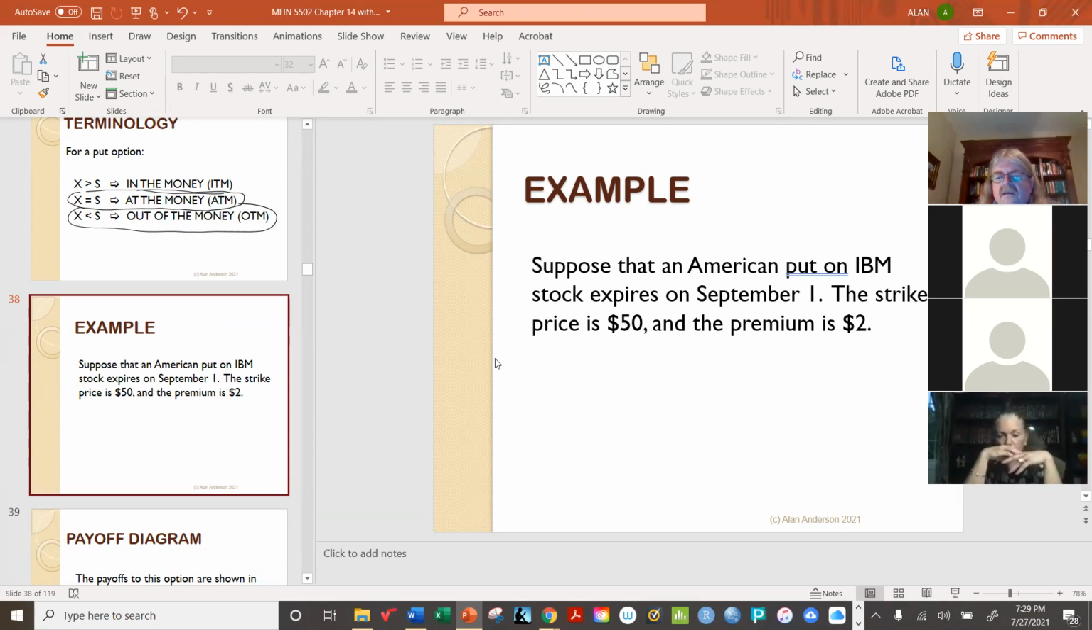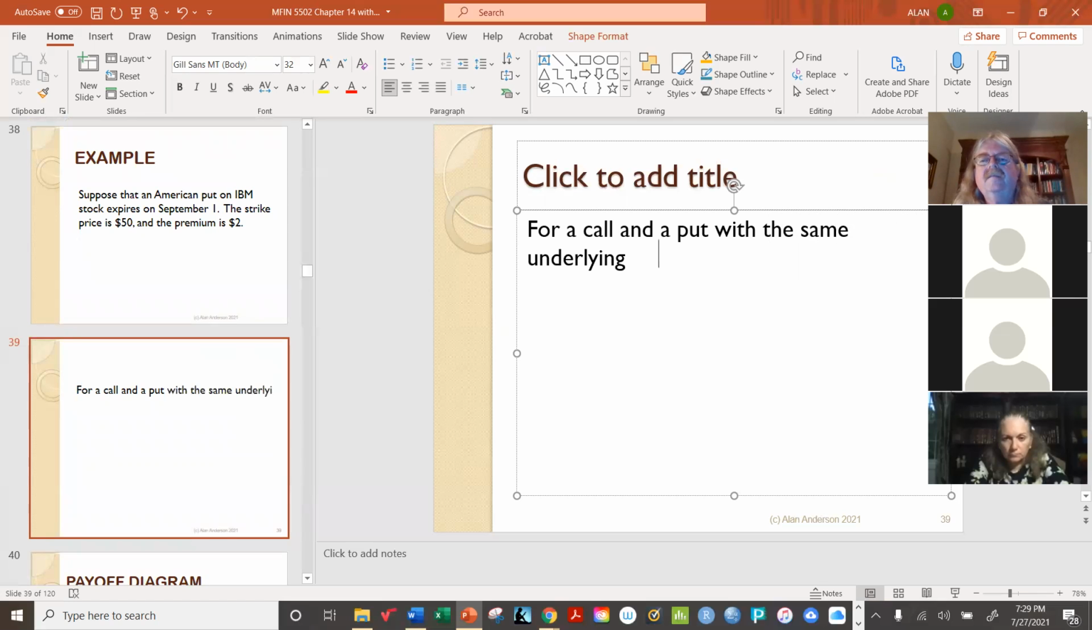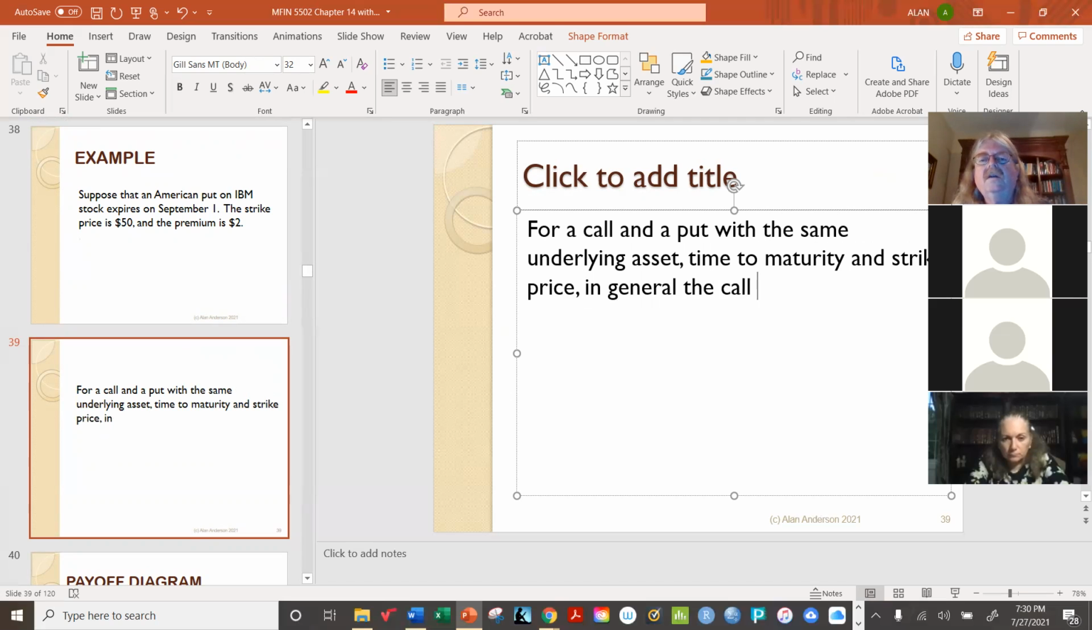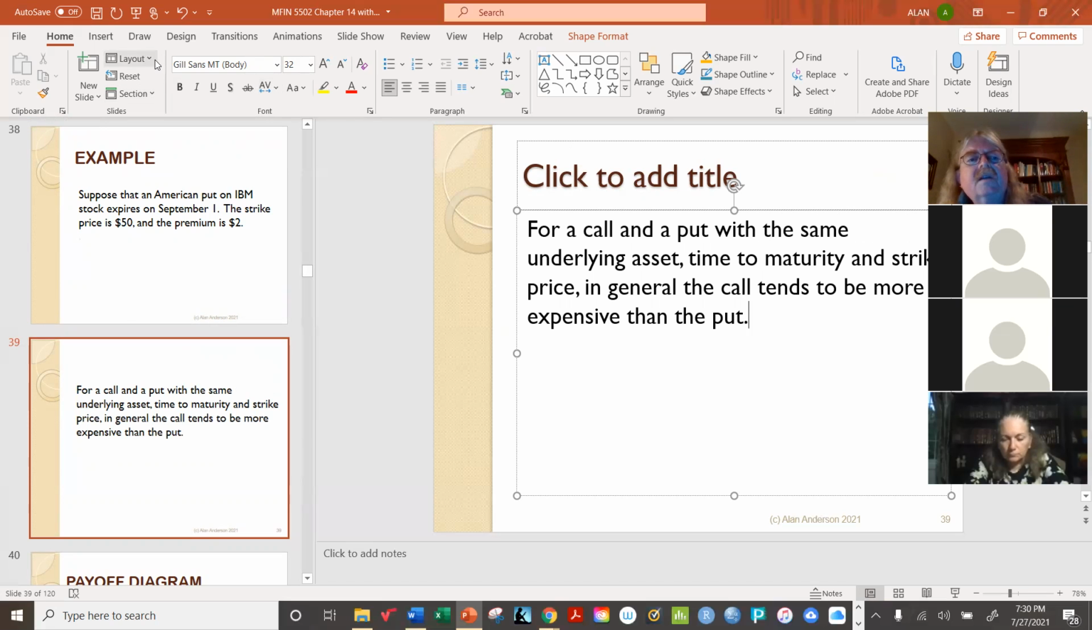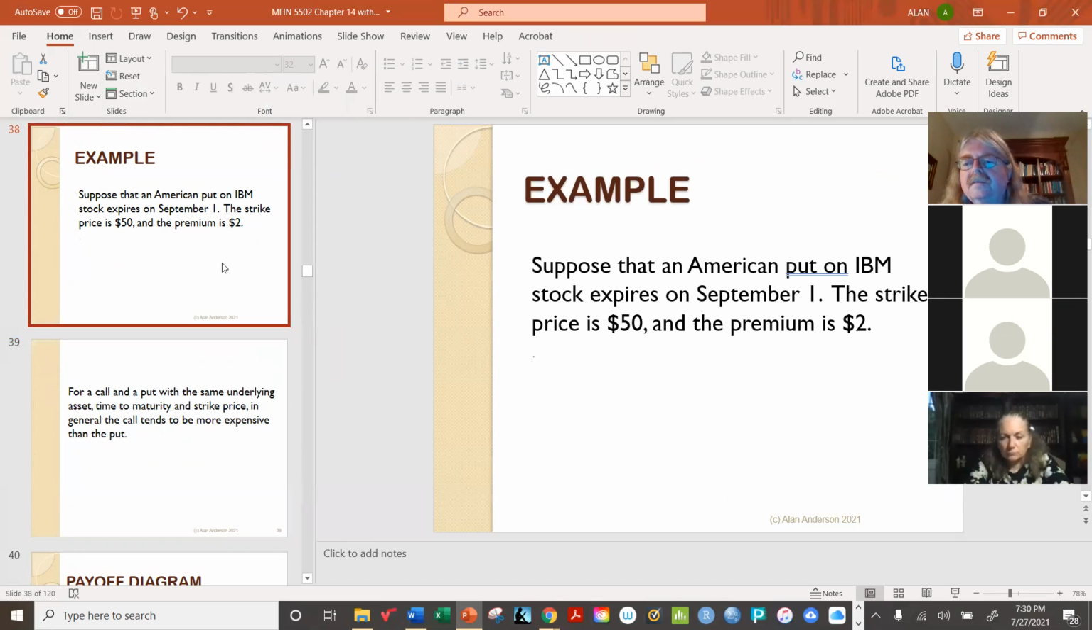which brings up an interesting point. Just as a note, for a call and a put with the same underlying asset, time to maturity, and strike price, in general, the call tends to be more expensive than the put. Not always, but that's often the case. There are a lot of very technical reasons for that. But in our example, remember the call was selling for $3, so the put is only selling for $2. So it's not that unusual for this kind of thing to happen. You might think, well, they both have the same features. No, typically the call is a little bit more expensive.